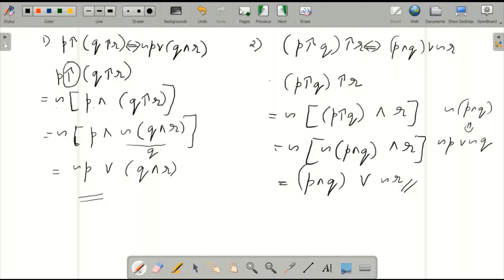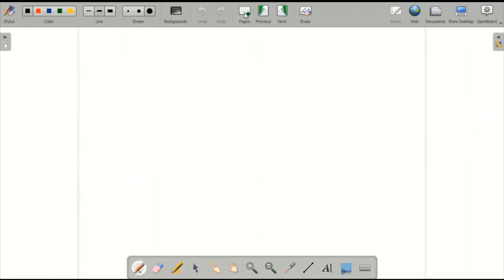Next, let us solve the third problem within example 2. The third one is P NOR (Q NOR R), which is logically equivalent to negation of (P and (Q or R)).